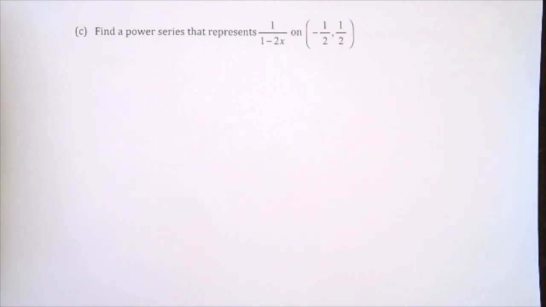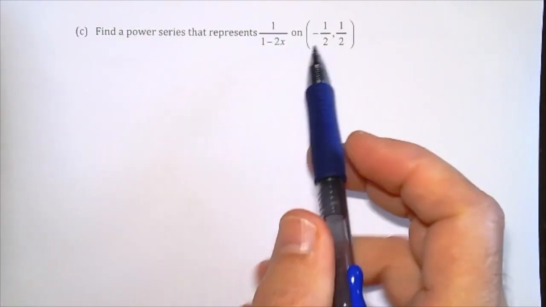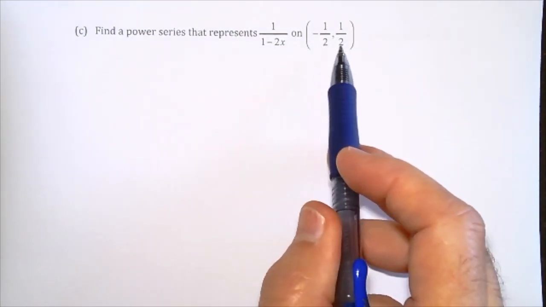Hi guys. I just wanted to go back and look at some things we were talking about on Friday about power series and how we can use the power series to represent a function for certain x values, and interval of convergence and all of that stuff we were talking about on Friday. Okay? So to start, find a power series that represents 1 over 1 minus 2x on the open interval negative 1 half to 1 half.